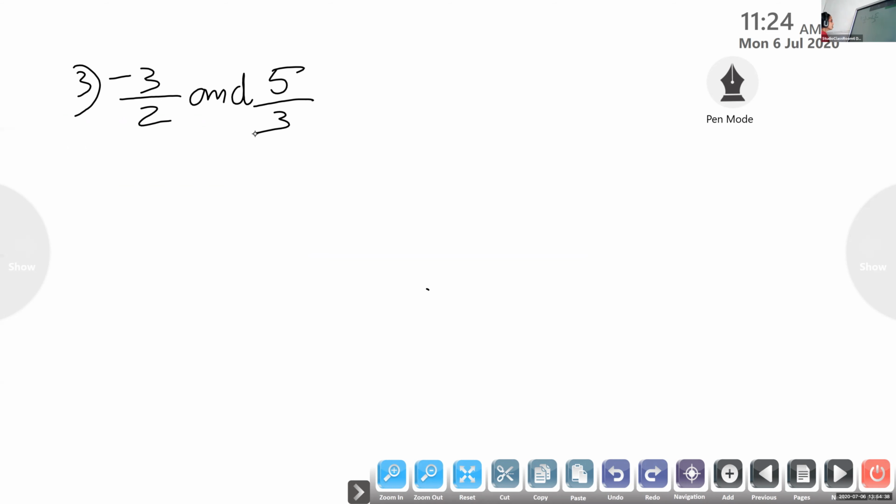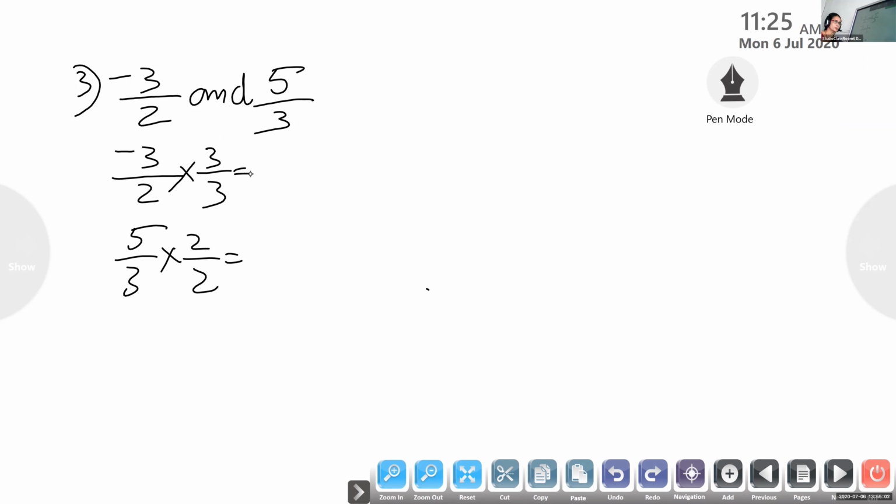So, first of all, we have to make the denominators the same, that is 6. For making 6, what do we have to find? 3 into 2. Here we will multiply by 3, and in 5 by 3 we will multiply both the numerator and denominator by 2. So it becomes negative 9 by 6 and 10 by 6.